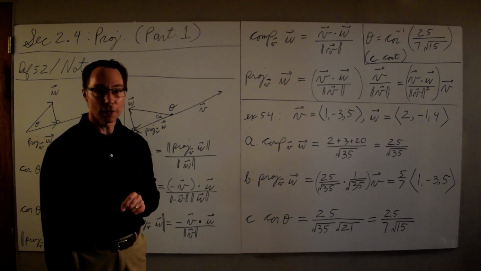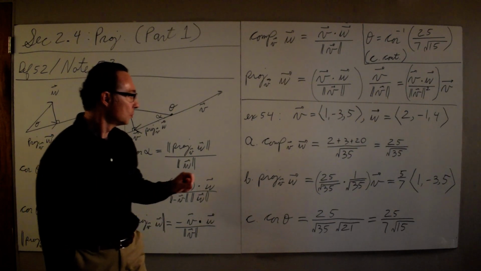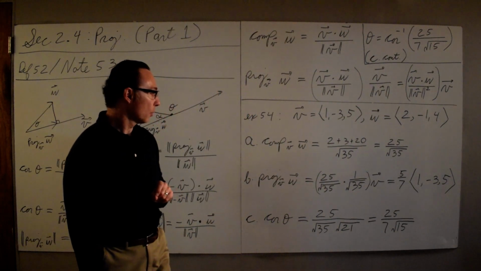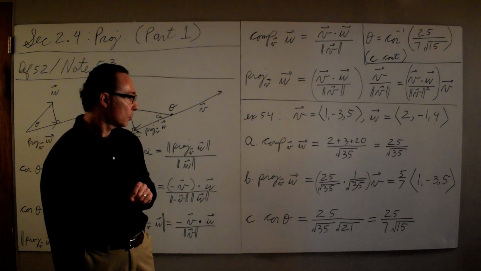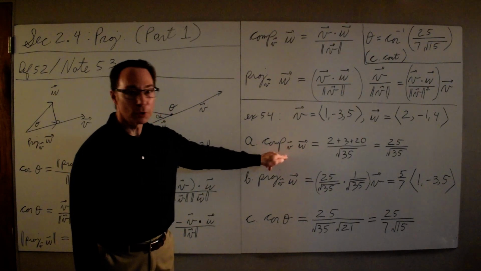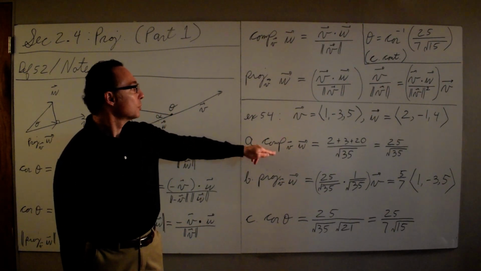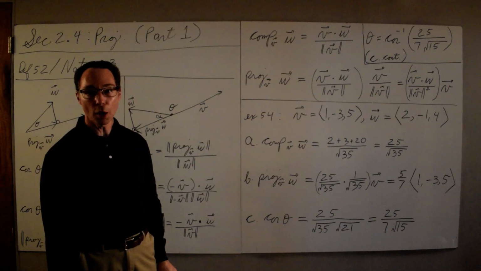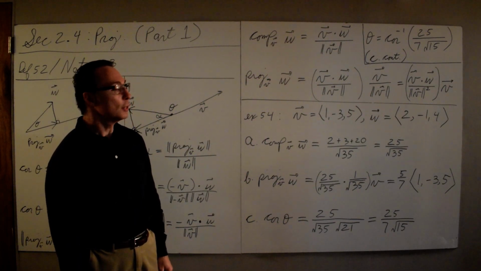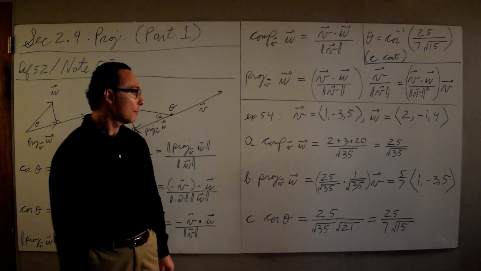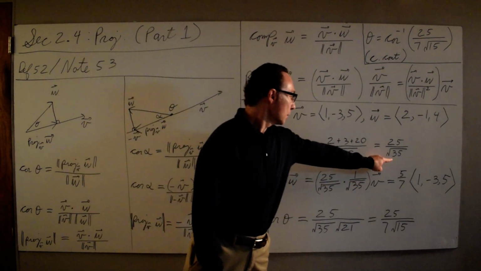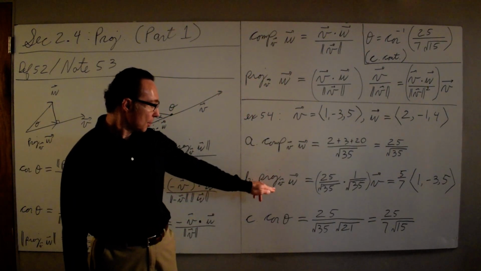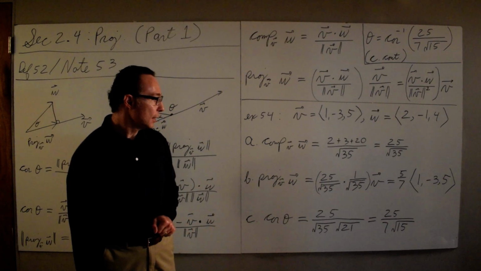Now we're going to look at example 54. We have a vector v, we have a vector w. We're going to do three calculations. First, we're going to calculate the scalar projection of w onto v. That's just a matter of using this formula right here. We take the dot product of v with w, we have 25. We take the magnitude of v, we have the square root of 35. This is a number. Scalar projection is a number. Then we have the projection of w onto v.